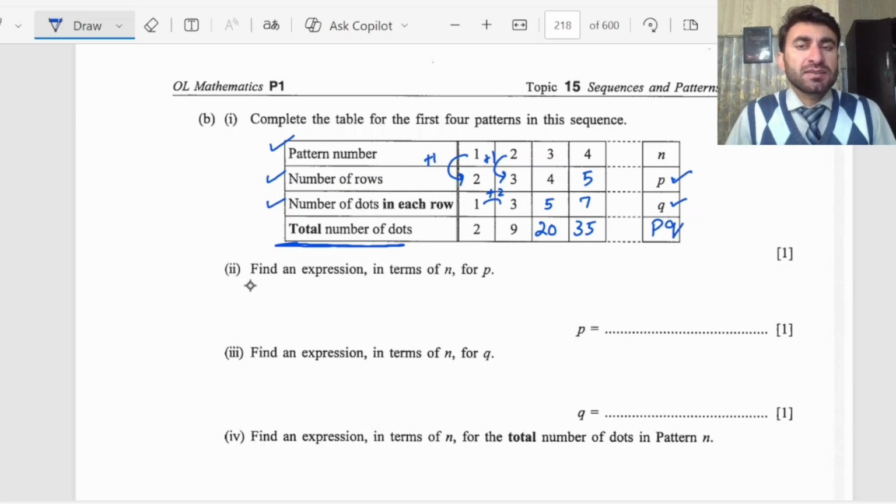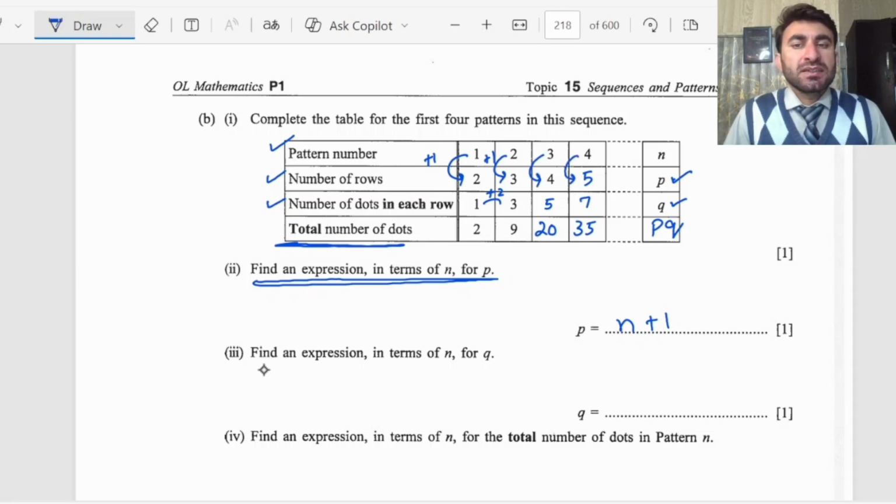In the second part of B, it said find an expression in terms of n for p. So we have to figure out the value of p in terms of n. As we can see that p is one more than n. So I can say that it is n plus 1, because we know p is the number of rows and it is one more than the pattern number. When the pattern was 1, the number of rows were 2. In second pattern, the number of rows were 3. In third pattern, the number of rows were 4, and same goes on.